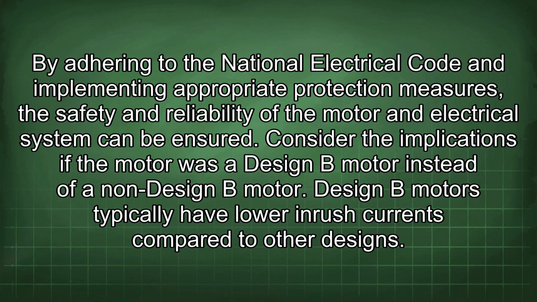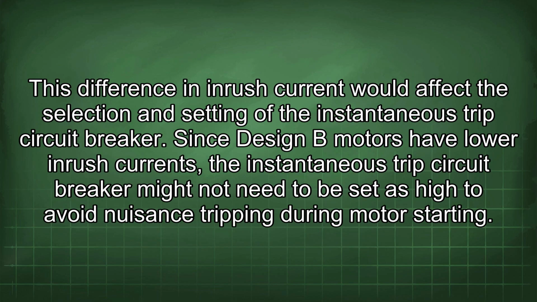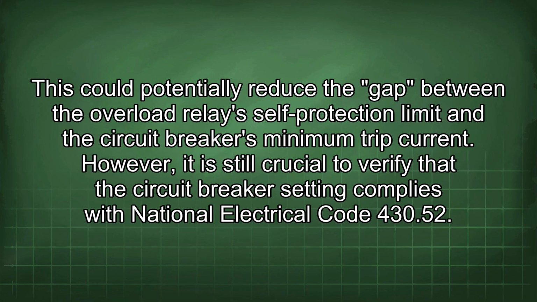Consider the implications if the motor was a Design B motor instead of a non-Design B motor. Design B motors typically have lower inrush currents compared to other designs. This difference in inrush current would affect the selection and setting of the instantaneous trip circuit breaker. Since Design B motors have lower inrush currents, the instantaneous trip circuit breaker might not need to be set as high to avoid nuisance tripping during motor starting. This could potentially reduce the gap between the overload relay self-protection limit and the circuit breaker's minimum trip current.